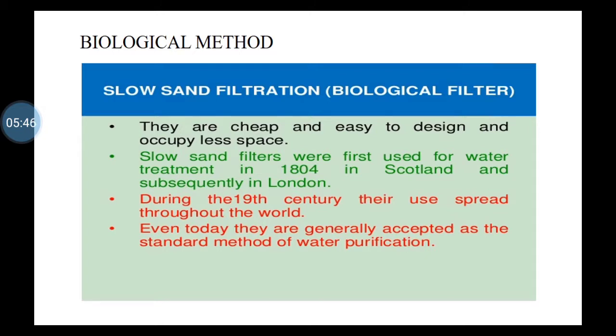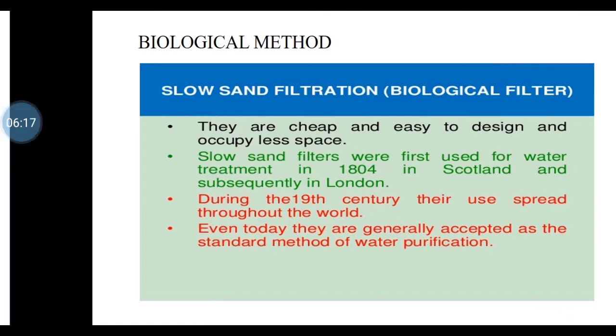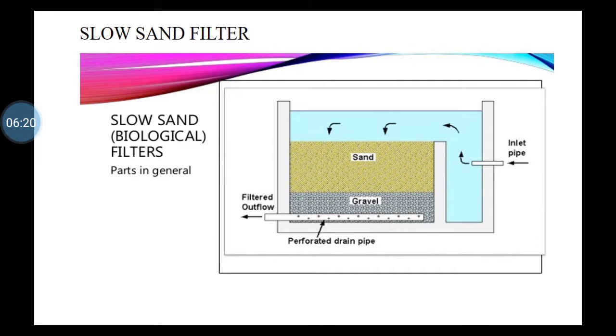First, we will discuss the slow sand filter, that is, the biological filter. These are cheap and easy to design. They require less space as compared to the rapid sand filter. In short, you must know a little history about this slow sand filter: it was developed in 1804 in Scotland, and in the 19th century their use started, and even today they are generally accepted as a standard method of water purification.